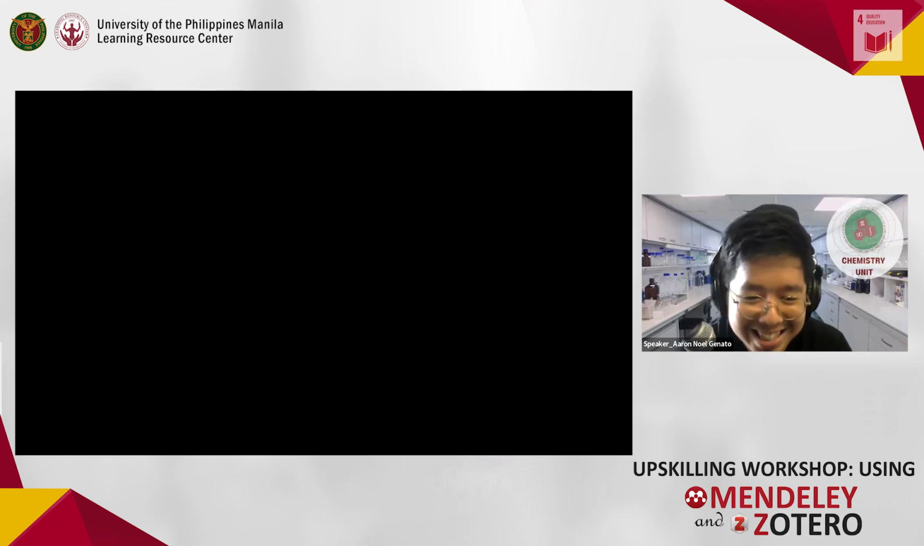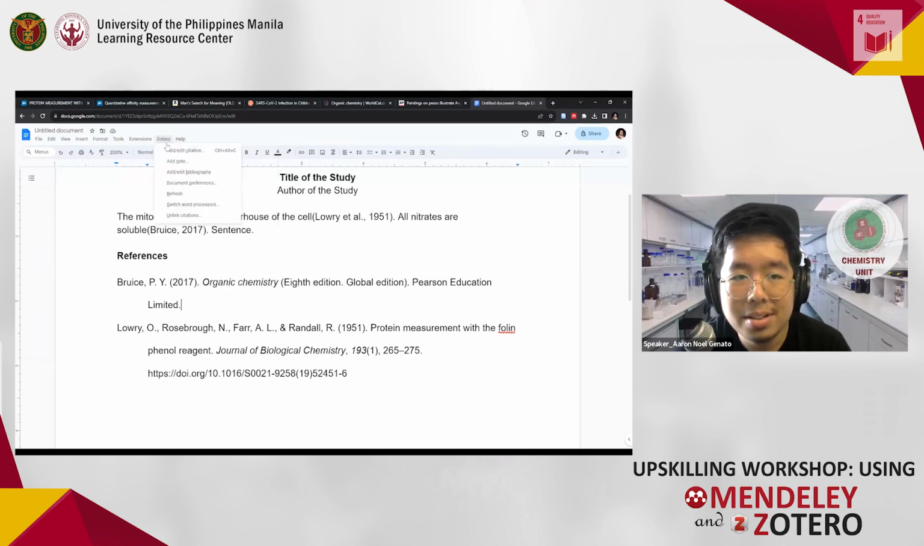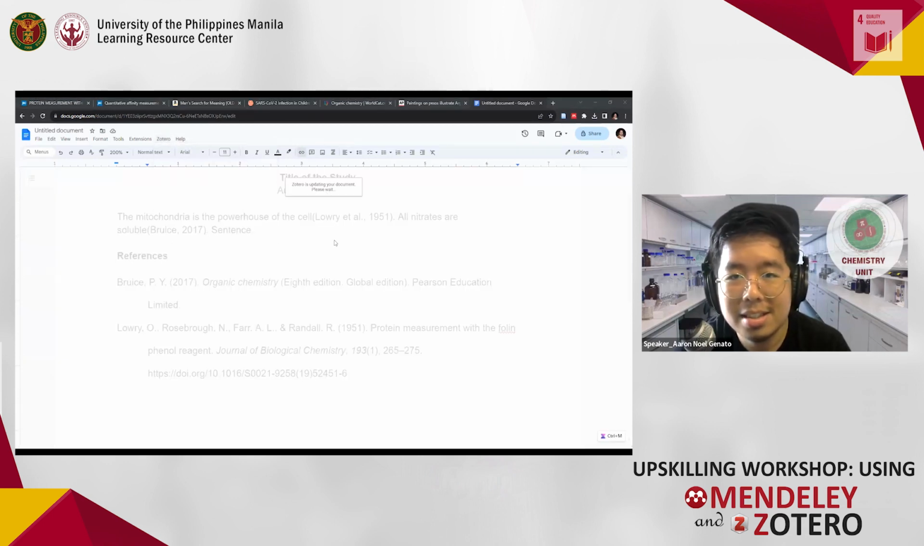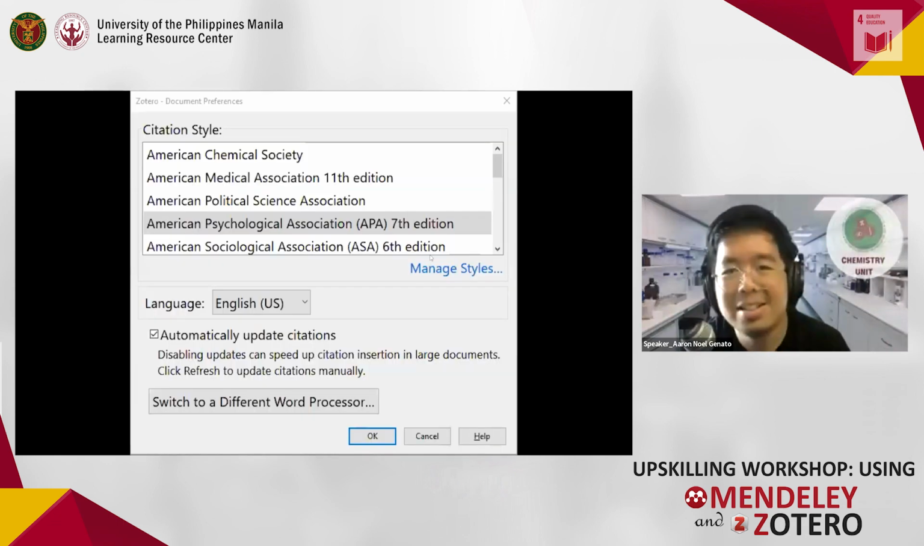Diba? Why? O sige. So, going back to sa Google Docs natin, ayan. You can add more references. You can even change the reference style. So, you can just press Zotero, Document Preferences, and then a window should appear that I cannot show you right now. I'm going to switch. And then ito yung lalabas.